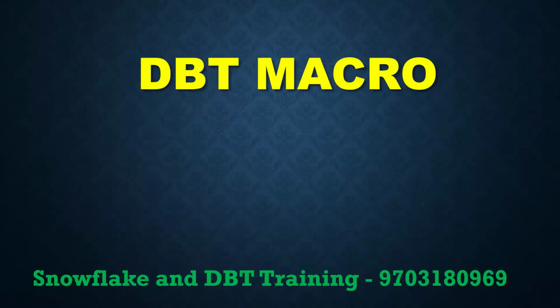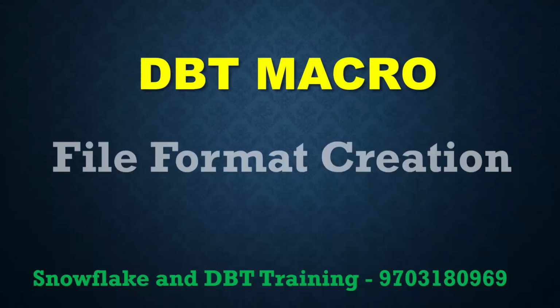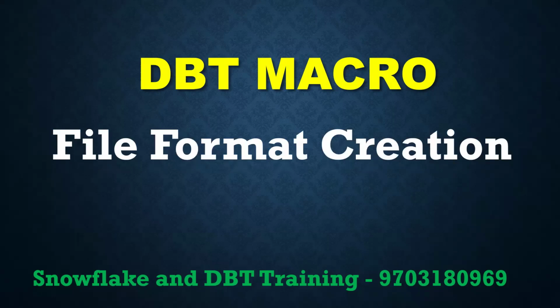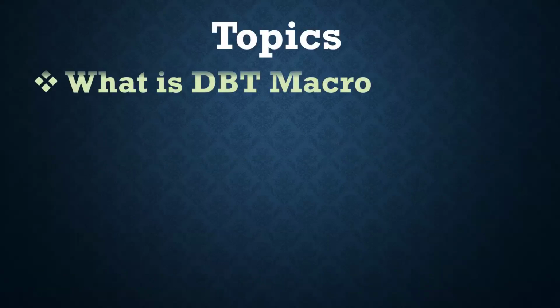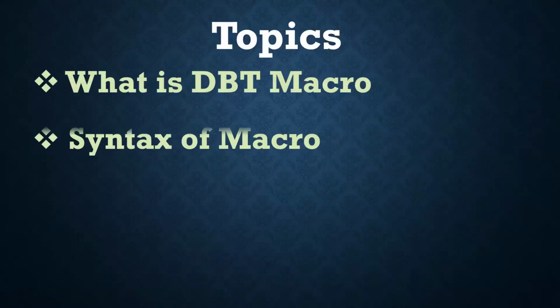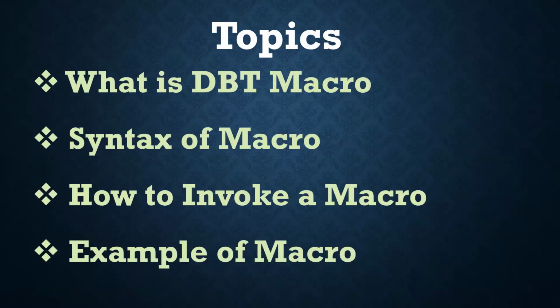Today we'll see one of the DBT macros, that is file format creation using a DBT macro. By using a DBT macro, we can create file formats like CSV or JSON dynamically, depending on the use case. Before going in, let us understand what a DBT macro is, its syntax, how to invoke a macro, and an example of a macro.